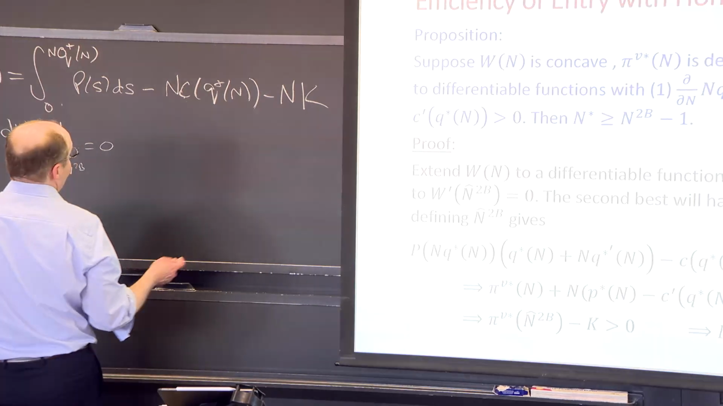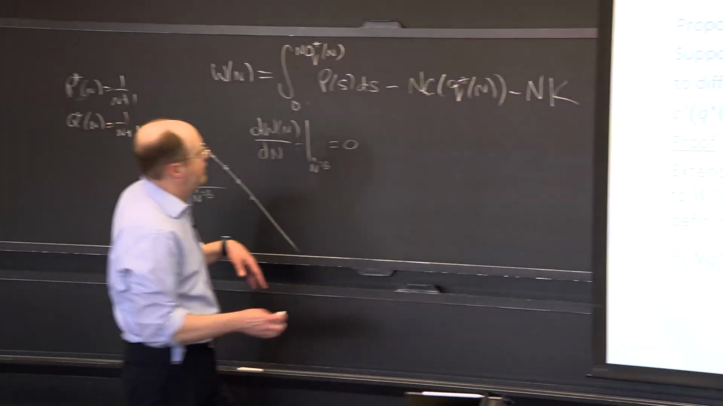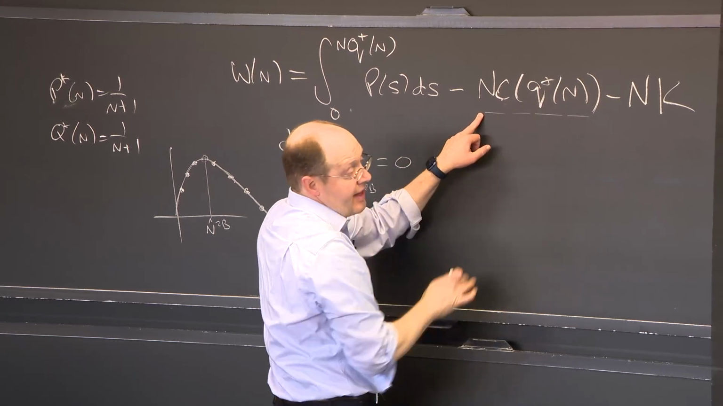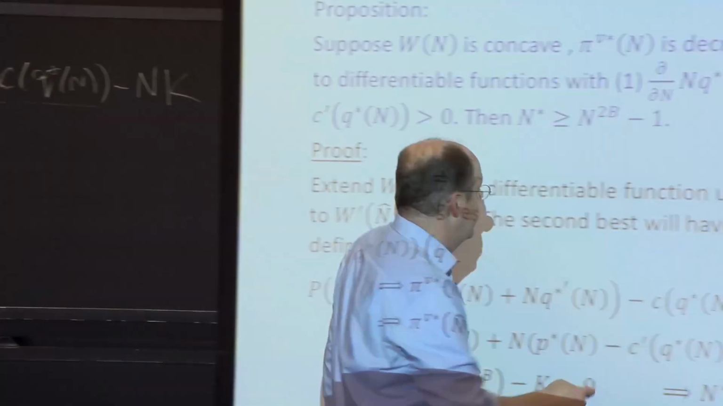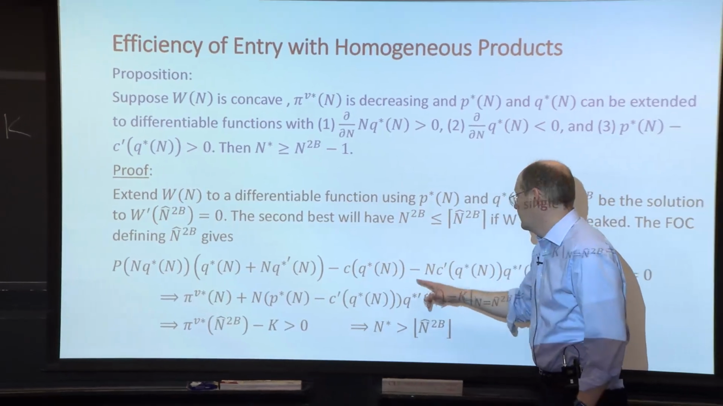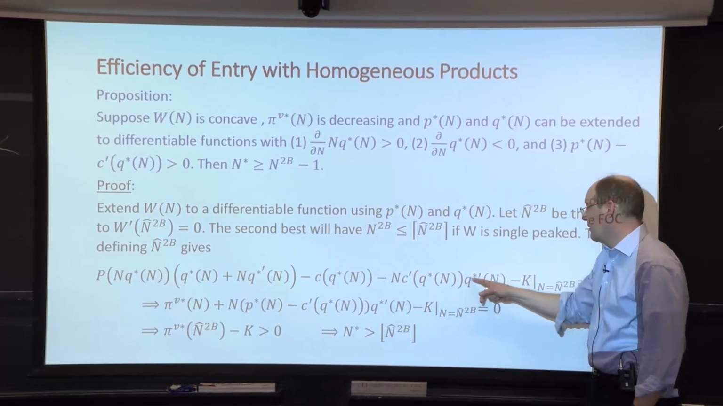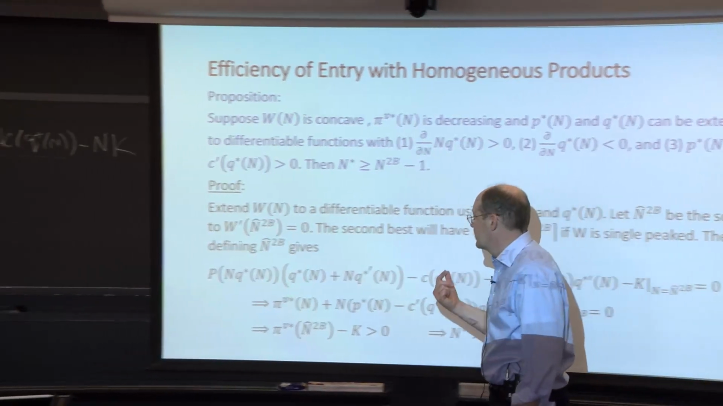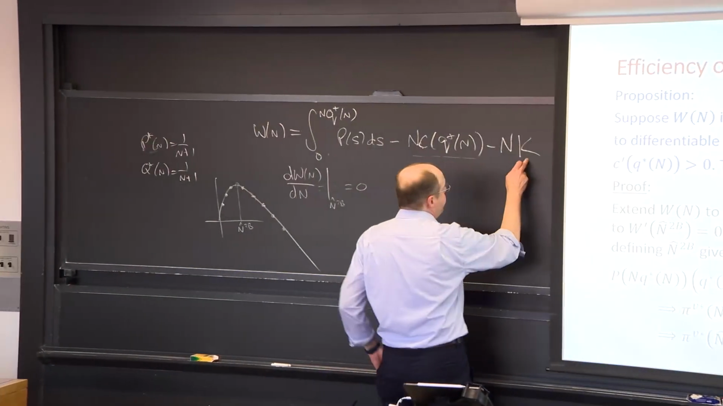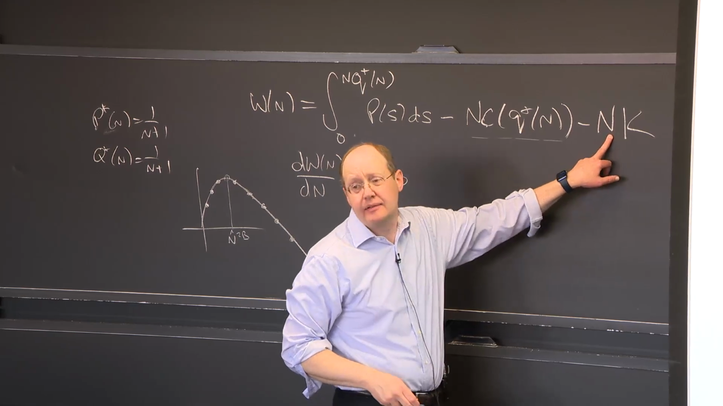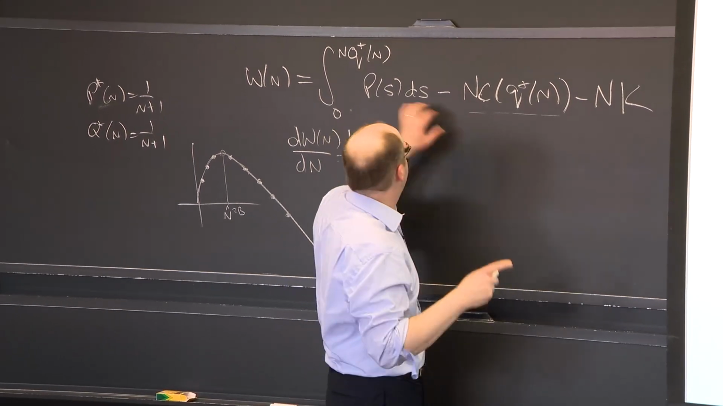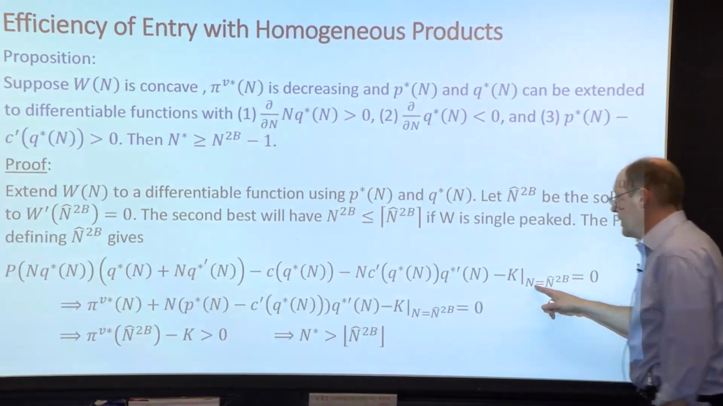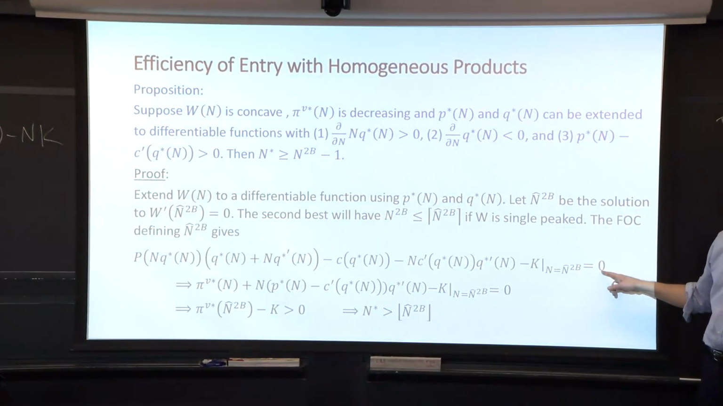The second effect of n on welfare is this term changes, n c of q star of n. So the derivative of that with respect to n is c of q star of n plus n c prime at q star of n, q star prime at n. That's the derivative of the second term. And then the derivative of the third term with respect to n is just k. So I just differentiate this expression with respect to n, and I say that evaluated at n hat second best it is equal to 0.